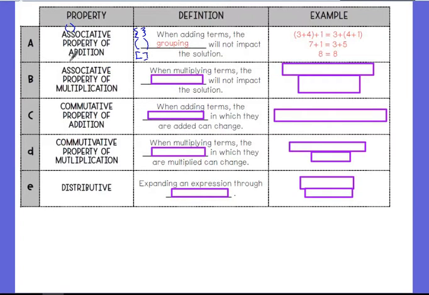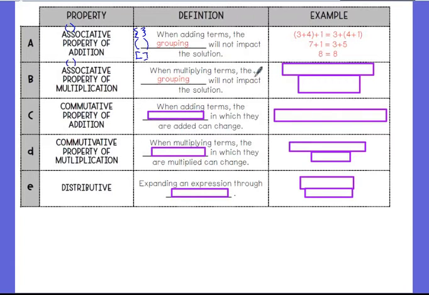Associative, okay, I see the two S's. It's going to be talking grouping symbols again. This time it's talking with multiplication. So when multiplying terms, the groupings will not impact the solution. So your parentheses, your brackets, your face brackets, whatever may be used, if it's straight multiplication, it won't affect the solution.